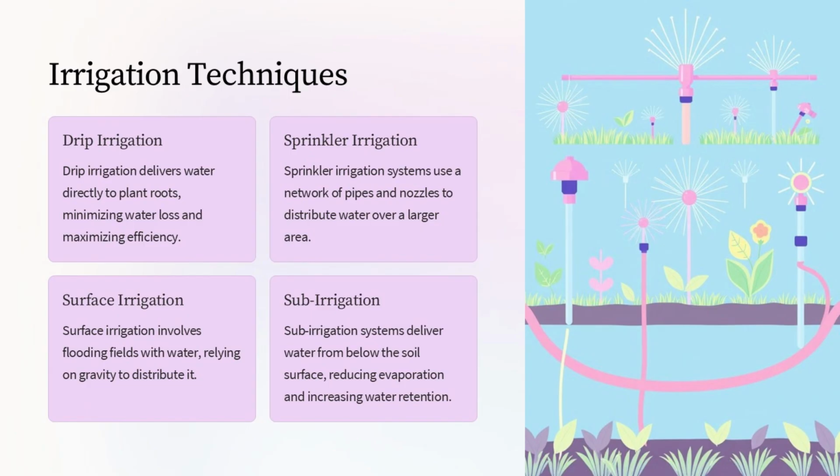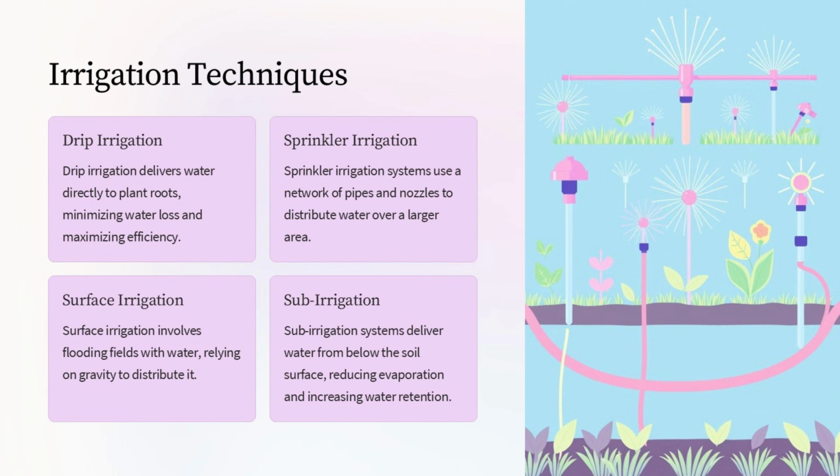Irrigation is critical for many agricultural and landscaping applications, as it allows us to deliver water to plants in a controlled and efficient manner. The slide outlines 4 main types of irrigation techniques: drip, sprinkler, surface, and sub-irrigation. Drip irrigation is highly efficient, delivering water directly to plant roots and minimizing water loss through evaporation.